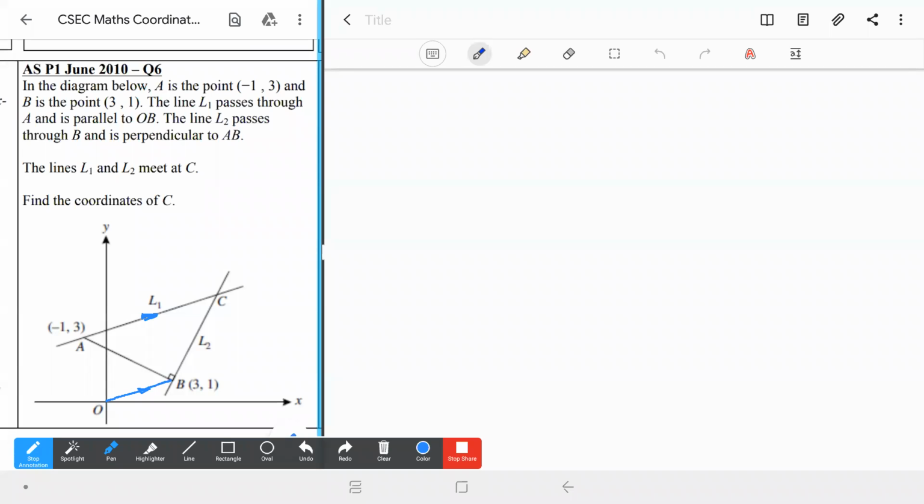L2 passes through B, and these are 0.31, and L2 now is perpendicular to AB. It is perpendicular to AB. So what does that mean now? If they are perpendicular, and we can see it right here, these two lines are perpendicular. What's the relationship between those two lines if they're perpendicular? They have a negative reciprocal gradient.